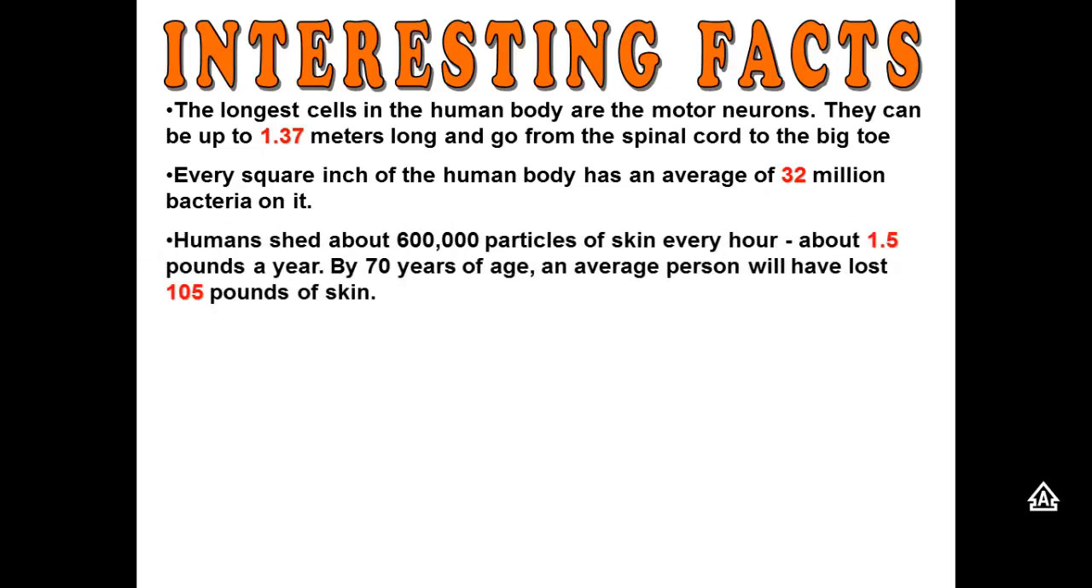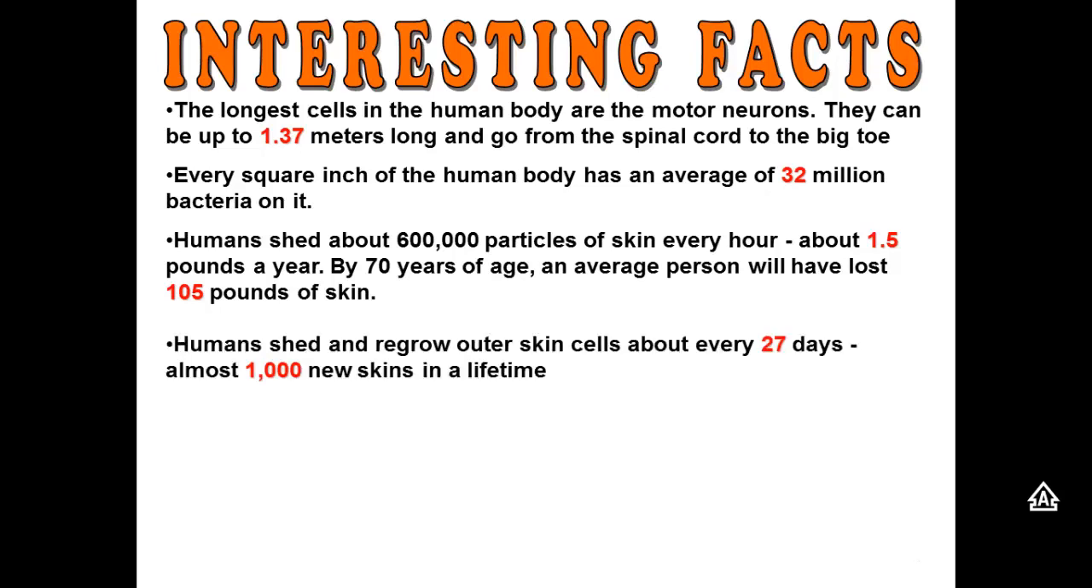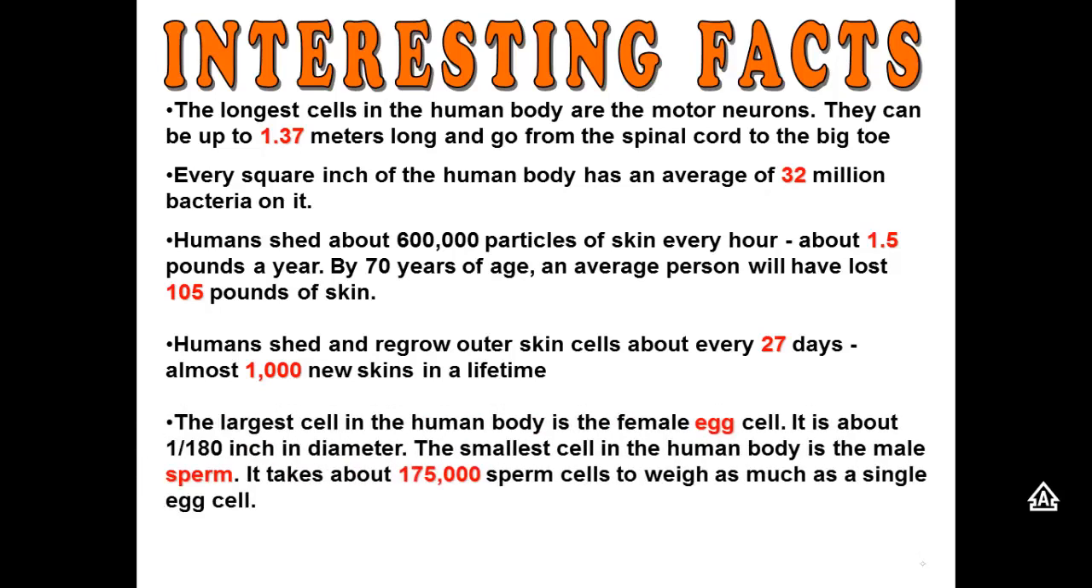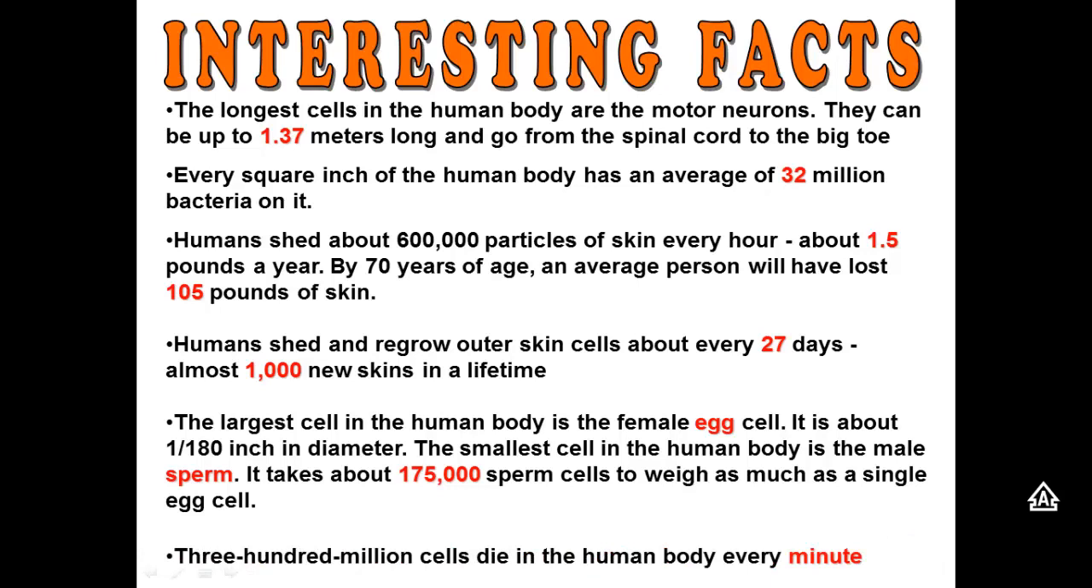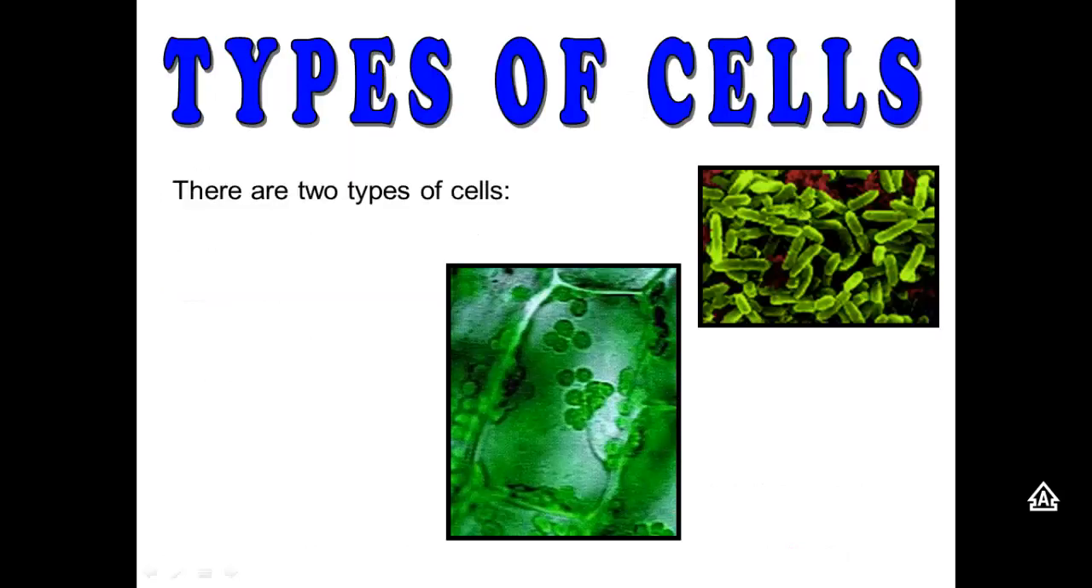You lose about 105 pounds of skin by the time you're 70 years of age, and that's because you shed and regrow your skin. You have about 1,000 new skins in your lifetime. It's kind of crazy to think about. The largest cell in the female body is the egg, and the smallest cell is in the male body as the sperm. It takes about 175 sperm cells to weigh as much as 1 egg. And your cells are constantly regenerating, making new cells, and that's because 300 million cells die in your body every minute.